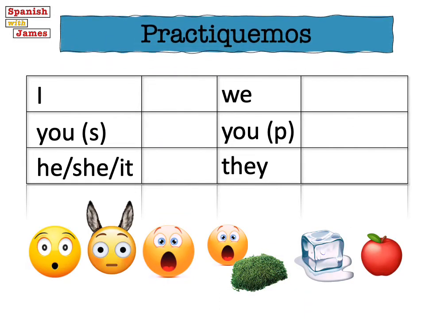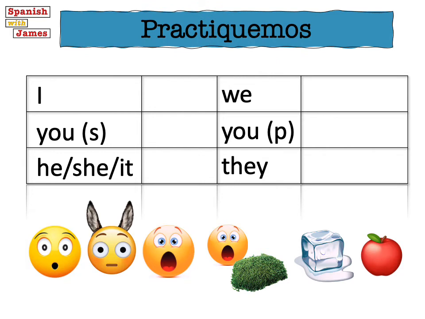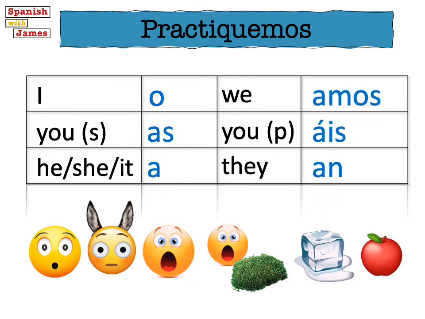Now we're going to practice this. So here you've got the memory aids below, you've got the pictures of the different sounds. And what I'd like you to do in a moment is to pause the video and see if you can remember the 6 endings. Don't worry too much about spelling. If you can spell them all correctly, perfect, but think more about the sounds. So when you're ready, just pause the video, give that a practice, and then hit play. Okay, so let's go through them. O, as, a, amos, ais, an.